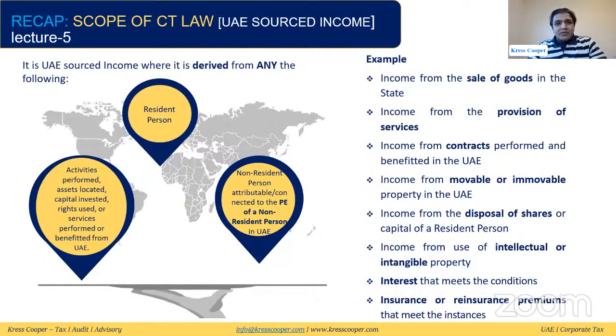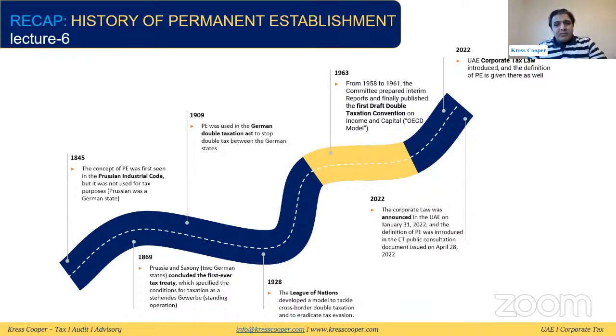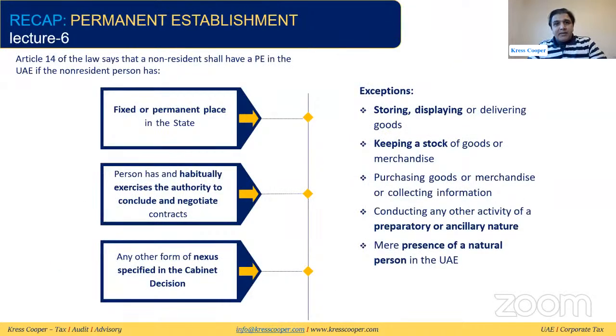Then we discussed UAE sourced income. We discussed 3 different categories: income earned from the resident person, and from the non-resident person but attributable to the PE of the non-resident person. And we discussed that if the income is earned from various activities in the UAE, it will be considered UAE sourced income. Then we discussed the history of the permanent establishment. Then we discussed the permanent establishment. Again, we discussed 3 different categories which establish the permanent establishment of the non-resident person in the UAE.